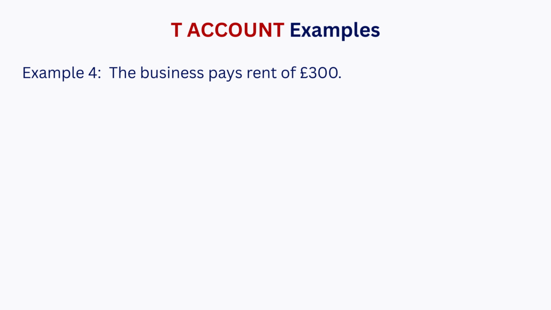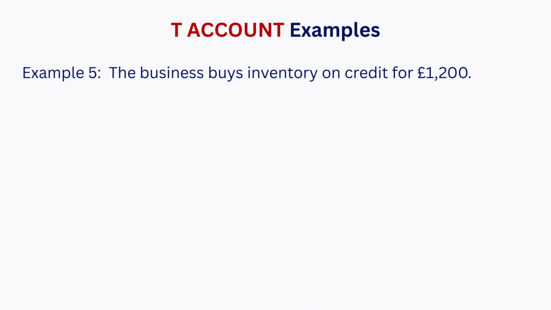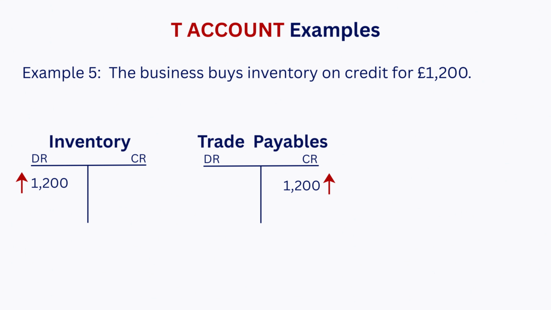Example 4. The business pays rent of £300. Accounts affected are rent account, which is an expense, it increases, and bank account decreases. Double entry is debit rent expense £300 and credit bank. Expenses increase with debits. Example 5. The business buys inventory on credit for £1,200. Accounts affected are inventory increases and trade payables increase. Double entry is debit inventory £1,200 and credit trade payables. The business now owes money. That liability increases with a credit.